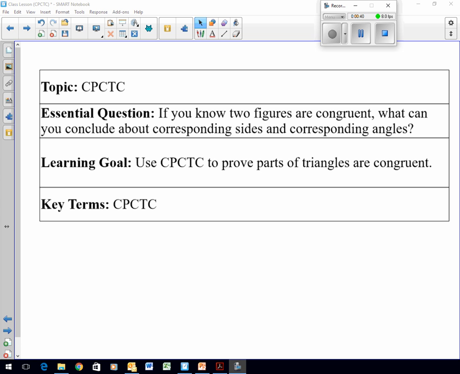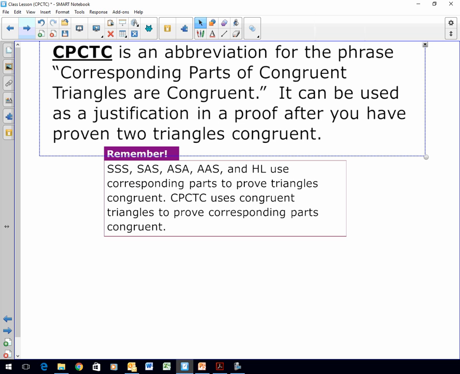We're going to try and use CPCTC to prove parts of a triangle are congruent. We'll see that this is essentially the next step beyond those five congruence theorems that we talked about Tuesday and that y'all did yesterday. If you know all that stuff from yesterday, you can talk about it. I know most of y'all probably aren't done with this, but I gotta move on. All right, here we go.